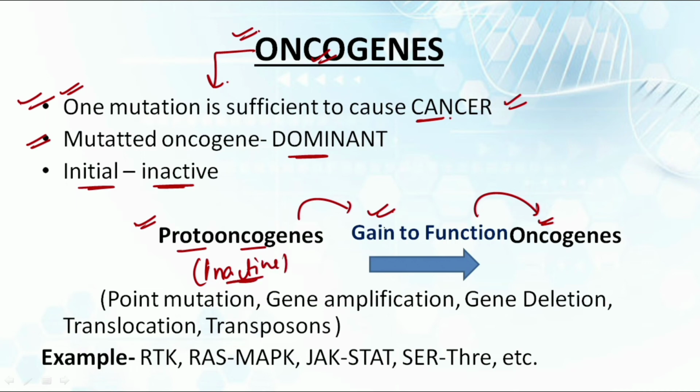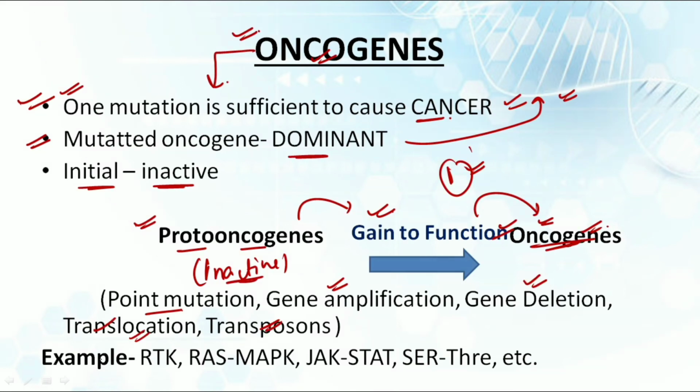But when there occurs a mutation in them, and there occurs single mutation in them because the mutated oncogene is dominant, and we have learnt about this, that in case of the dominant gene only single gene is sufficient to cause the end product or the end result. So the proto-oncogenes initially being inactive, there occurs gain of function and then they convert into the oncogenes. This particular gain of function could be either because of the point mutation, gene amplification, gene deletion, or translocation and the transposons.